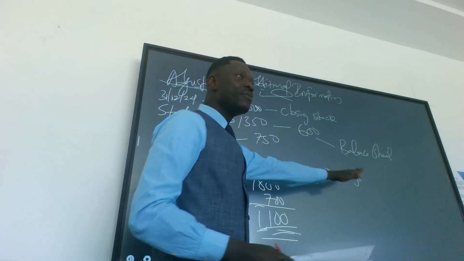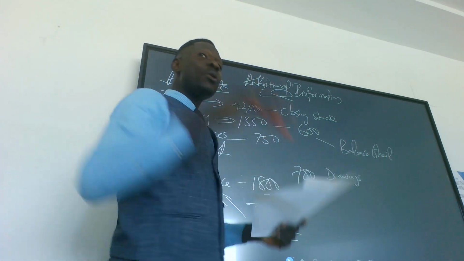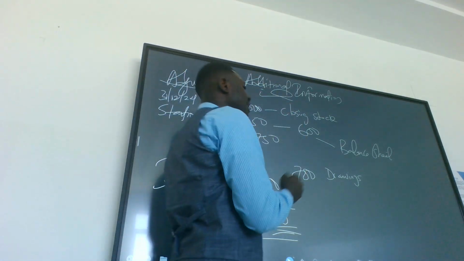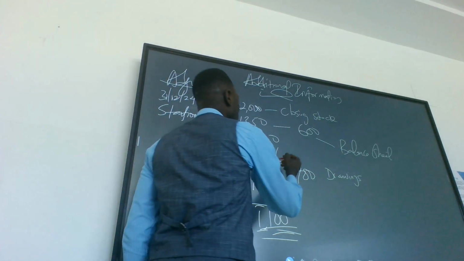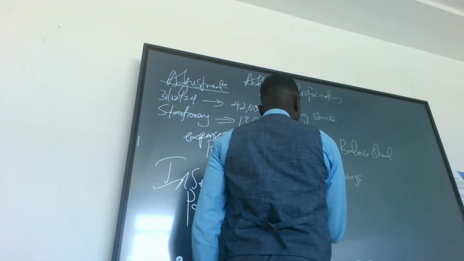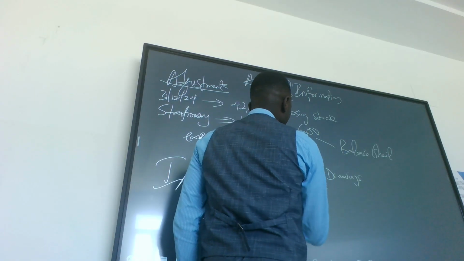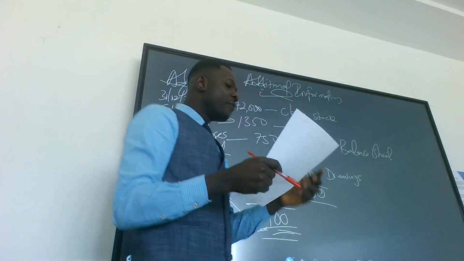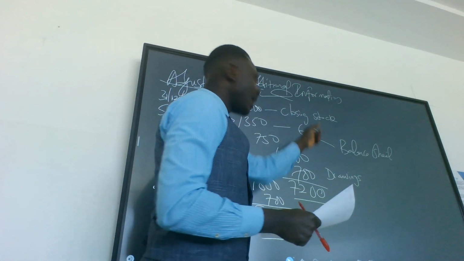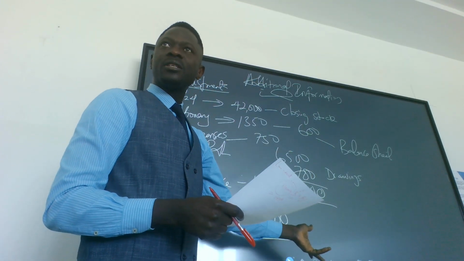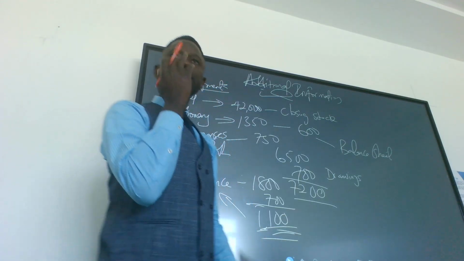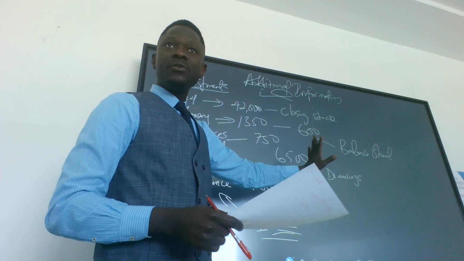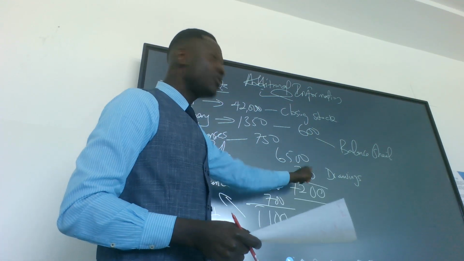Your drawings is 700. Put it there. We have drawings already in your trial balance. How much is your drawing? 6,500. But now there's an additional drawing of 700. You add it to your drawing.